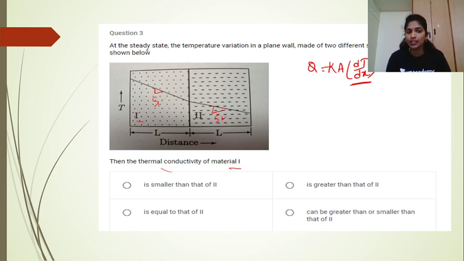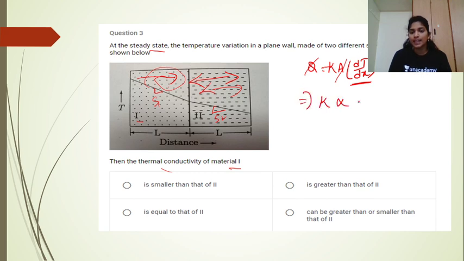So what they have given is that it is a steady state temperature, right? So at steady state what happens? The amount of heat that is getting transferred in this slab is equal to the amount of heat that is getting transferred within this slab. So we can also say that the heat that is lost in this slab is the amount of energy that is transferred in this slab, right? So Q by A will be constant.